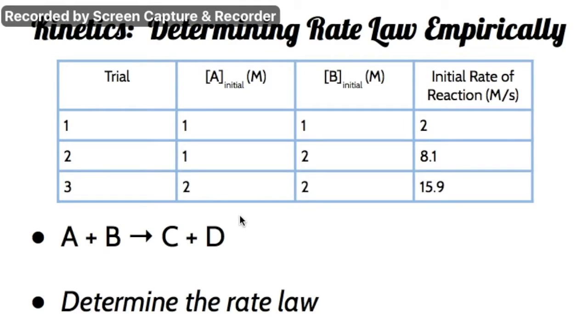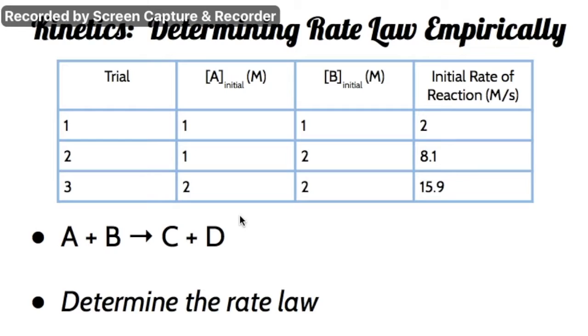This is the second way we can determine the rate law. The first way to determine the rate law is by looking at the mechanism and writing the rate law from the slow step of the mechanism. The second way you can determine a rate law is empirically, by looking at experimental data and deducing how each of the reactants influences the rate law.